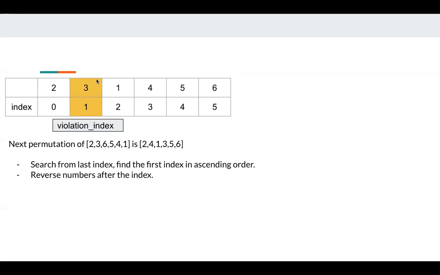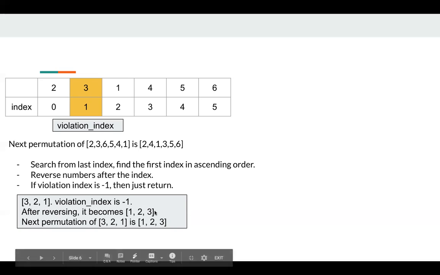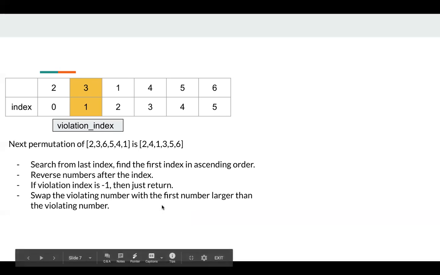Okay, next, we reverse all the numbers after it. So 6, 5, 4, 1 becomes 1, 4, 5, 6. Okay, there is one corner case. For example, if the input is 3, 2, 1, then the violation index is -1. After reversing, it becomes 1, 2, 3. This is our answer. So we can just return in this case.